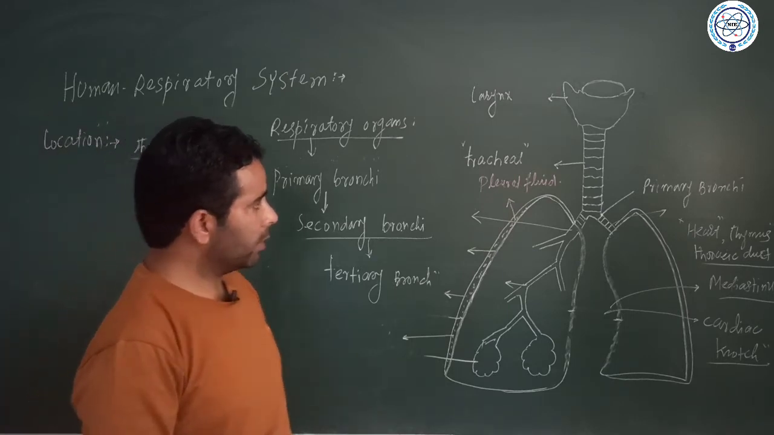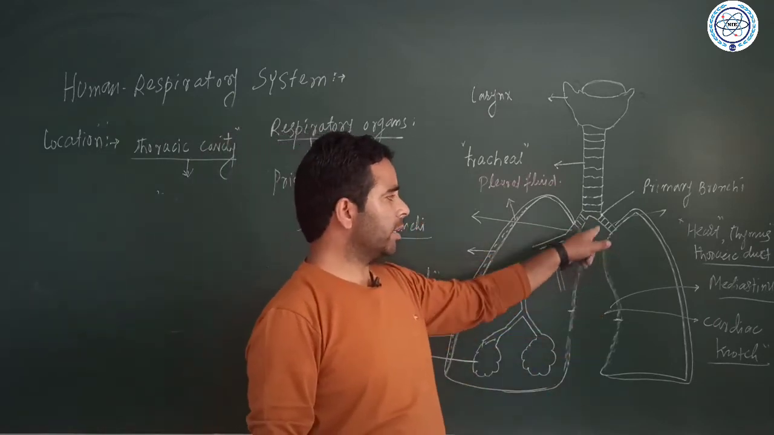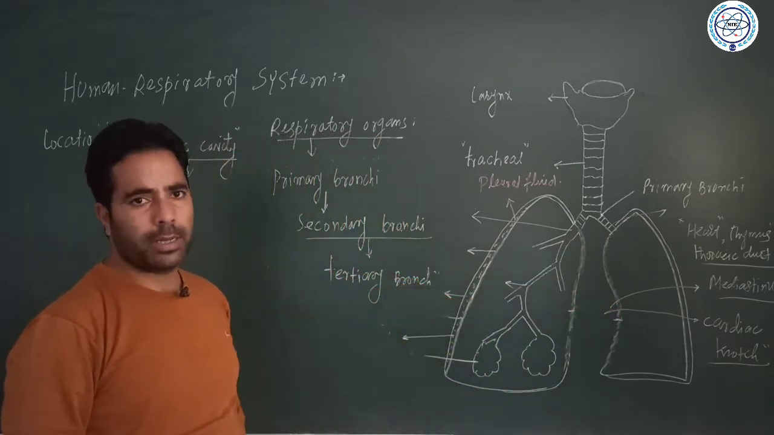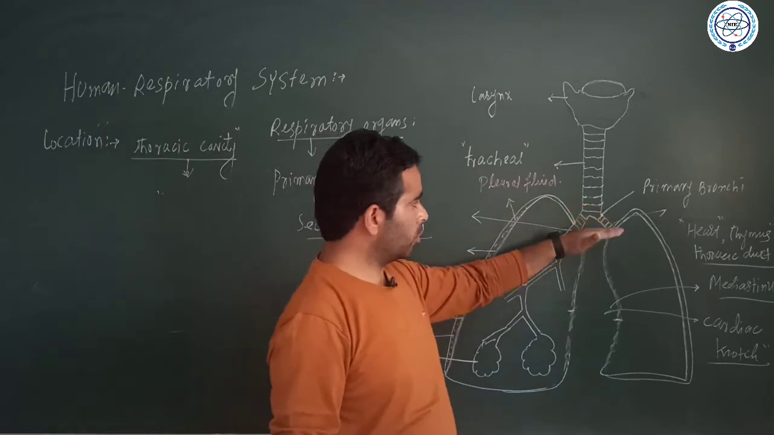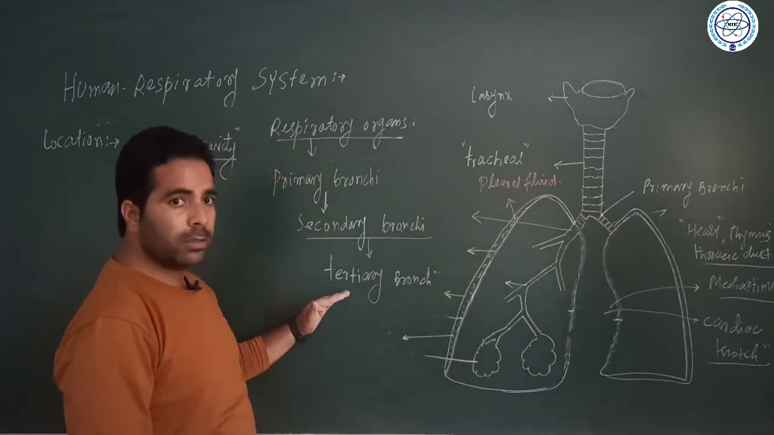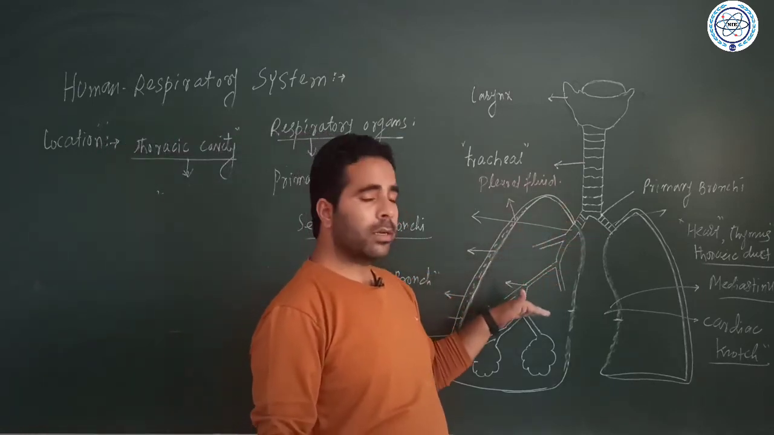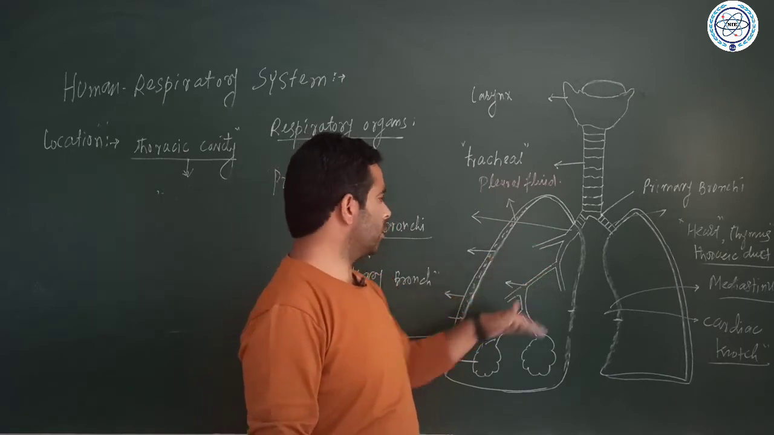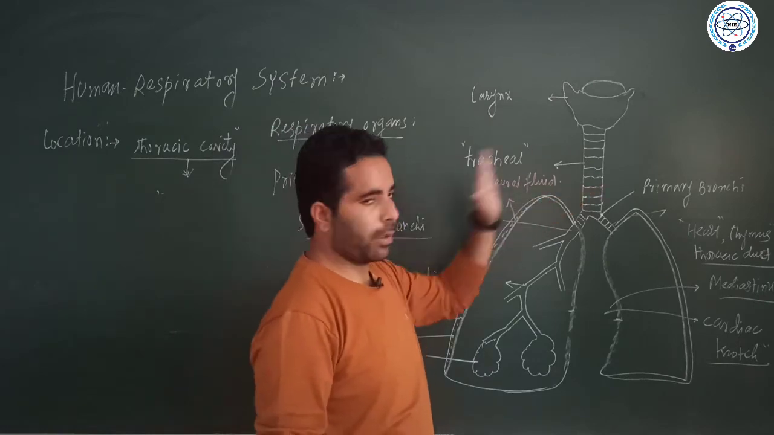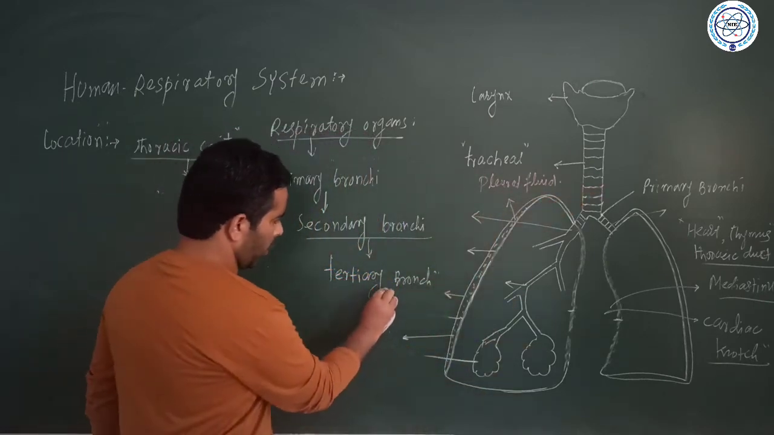So far we have seen the cartilaginous rings in the trachea and even in the primary bronchi. These cartilaginous rings are present even in the secondary bronchi and the tertiary bronchi as well. They are not only present up to the trachea or the primary bronchi. So the primary, secondary and tertiary bronchi are also supported by these cartilaginous rings which were present in the trachea.